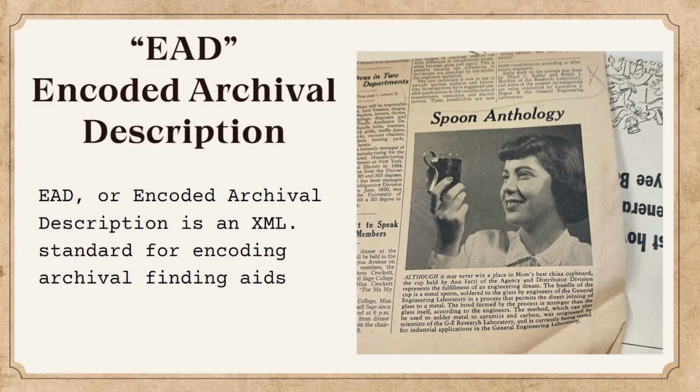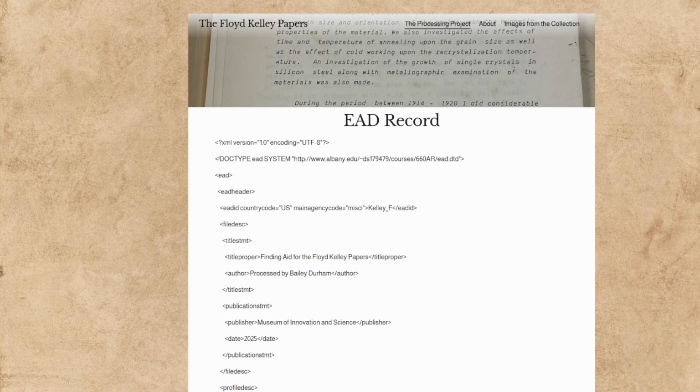The next step of the processing project was to create an encoded archival description. An encoded archival description is an XML standard for encoding archival finding aids. This experience was interesting because this is my first time ever coding and using XML coding standards. This is useful to make the archival materials and the information in the finding aid more accessible online and more discoverable using catalogs or library search materials. Here is an example of my EAD record.